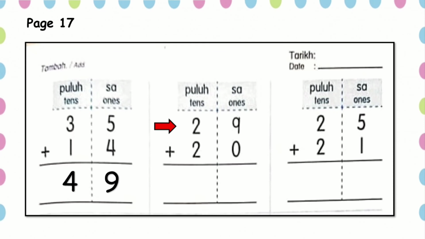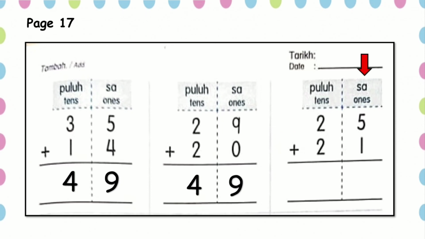The next one. 29 plus 20. The ones first. 9 plus 0. 9 plus 0 will be 9. And the tens. 2 plus 2. 2 plus 2 will be 4. Very good. So now let's move on to 25 plus 21.